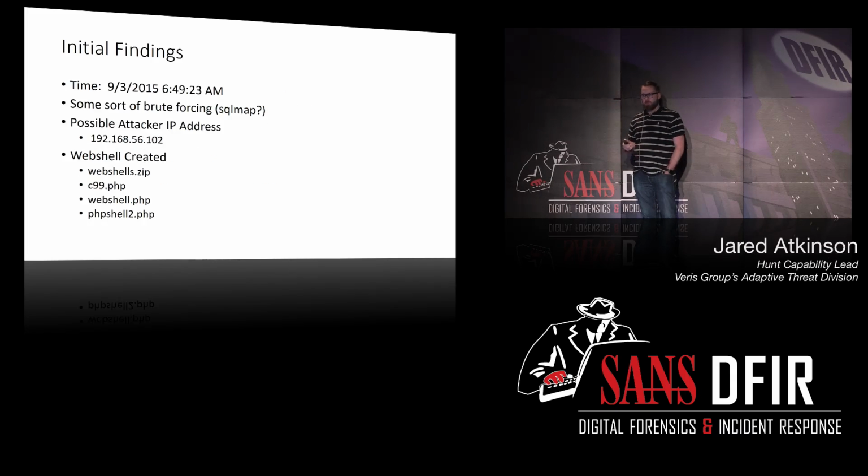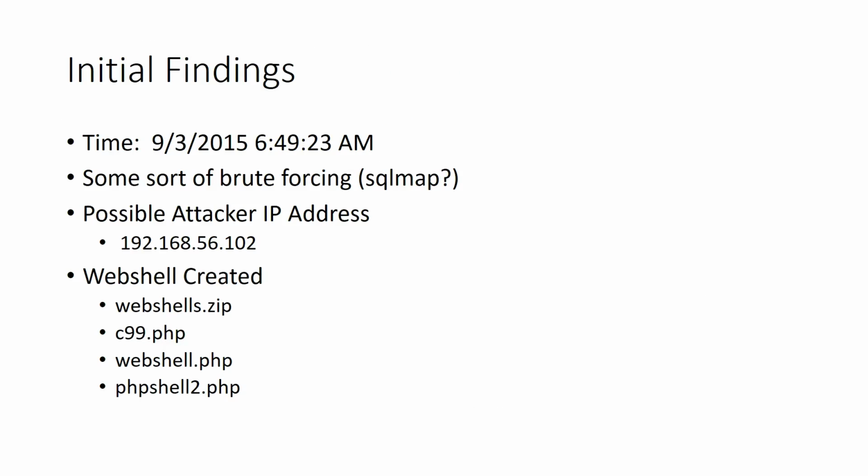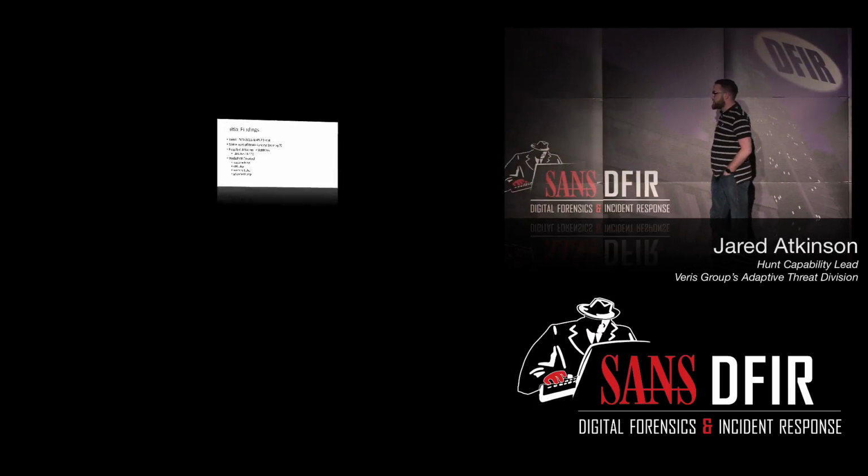Based on that 15-minute investigation, we're able to say things like, hey, there's a possible attacker IP of 192.168.56.102. It looks like there's some sort of brute forcing. A little bit more investigation would have led you to think that it was sqlmap. The time of initial access was 6:49:23 a.m. There were a number of different web shells created on that system. So that's the initial findings that you could give to your customer or to your boss.